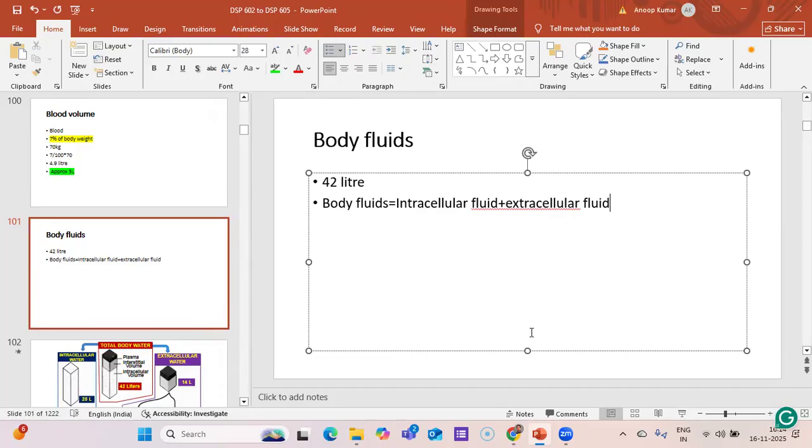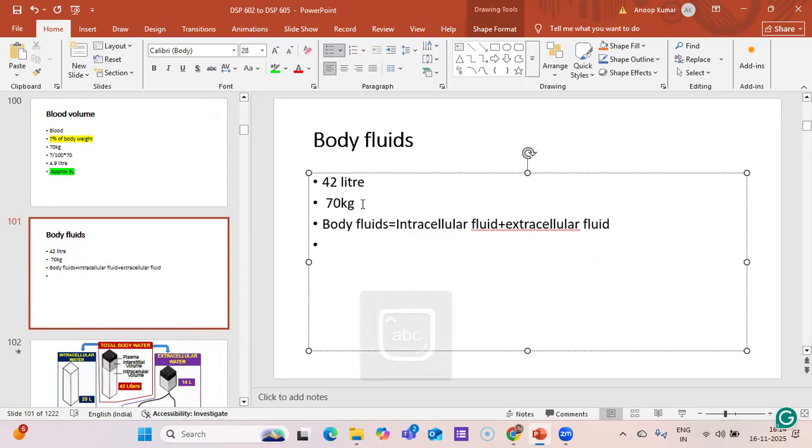So 42 liters, how much percentage of body weight is that? As I said, we are considering a body weight of 70 kg, a healthy human, 70 kg, right? So how much percentage of body weight is it? It is 60% of body weight.